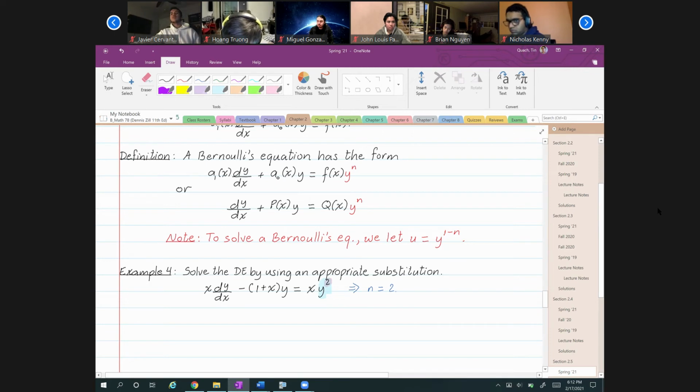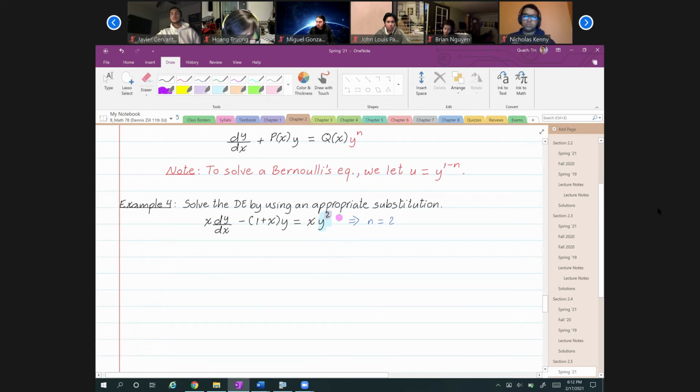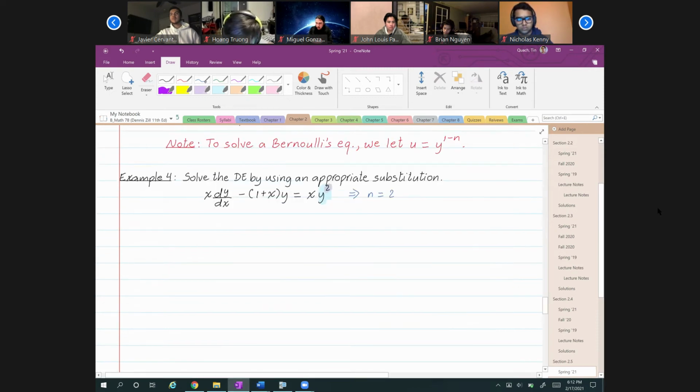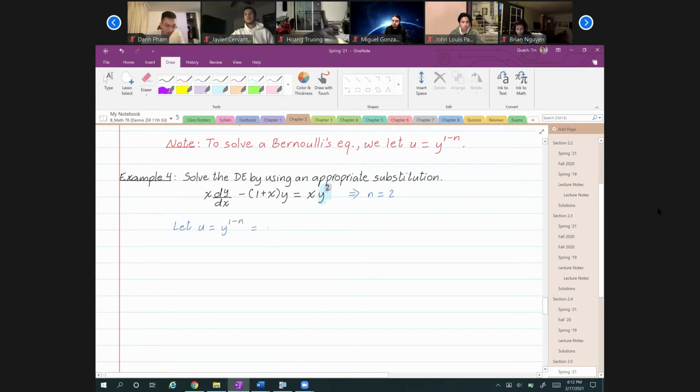From this stage, you can either divide both sides by x first, or just leave it like this and make the substitution, and then later on do it. It doesn't really matter. The important step is you have to know what kind of substitution you need to make. In this case, you let u be y raised to 1 minus n, where n is 2. So you plug it in.